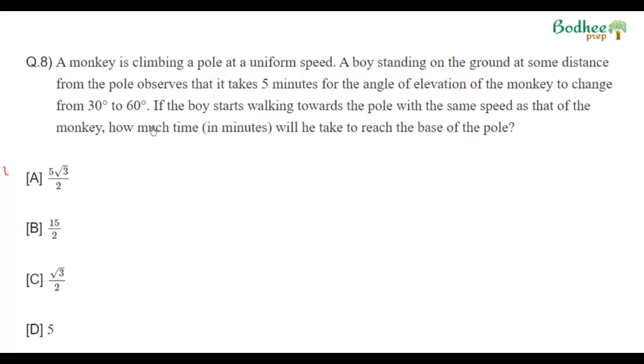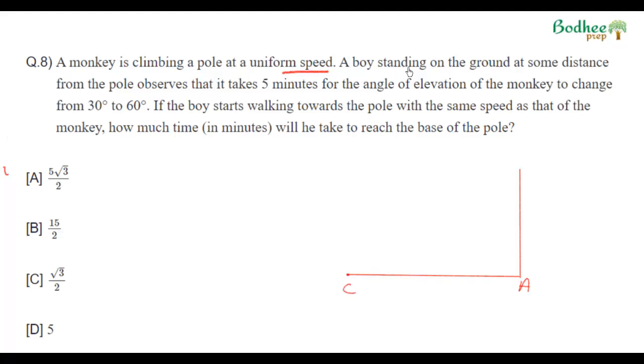Now here the question says that there is a monkey who is climbing a pole at a uniform speed and the boy is standing on the ground at some distance from the pole. So let us draw this scenario. So this is the pole and this is the point where the boy is standing, correct? Say this point is C, this point is A.